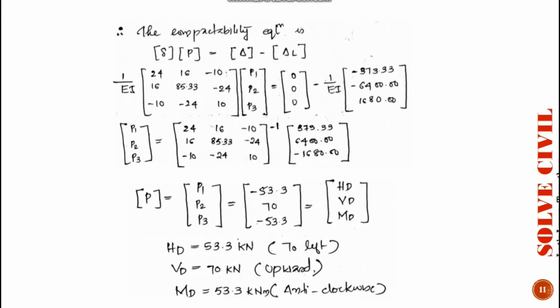Now, developing the compatibility equation. We know the compatibility equation is small delta matrix into P matrix equal to capital delta minus capital delta L matrices. So, substituting the values, we know that there are no deflections here. So, the value of this delta will be 0. Putting this as a matrix of 0, substituting the other values, we'll get the values for P, that is, we'll get the values for HD, VD and MD. So, the values of HD will be 53.3 kilonewton, VD will be 70 kilonewton and MD will be 53.3 kilonewton meter.